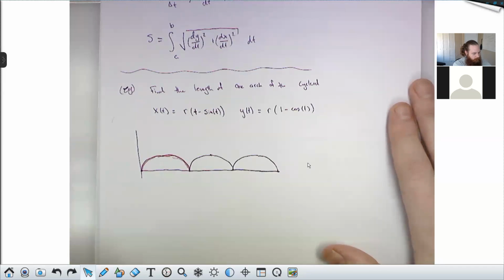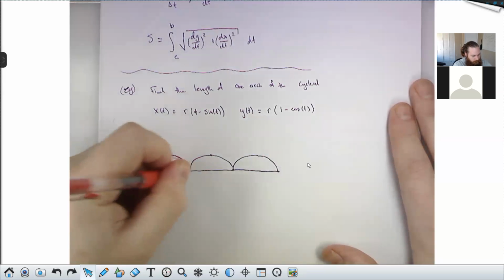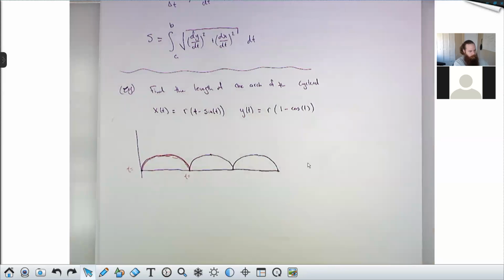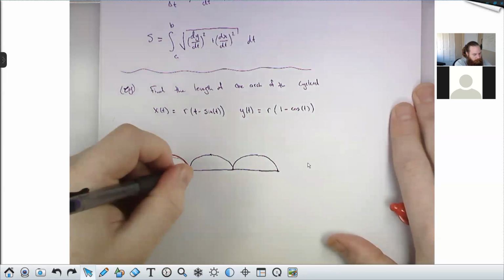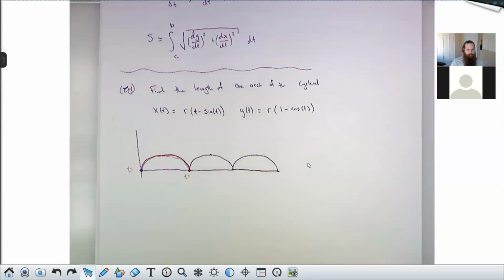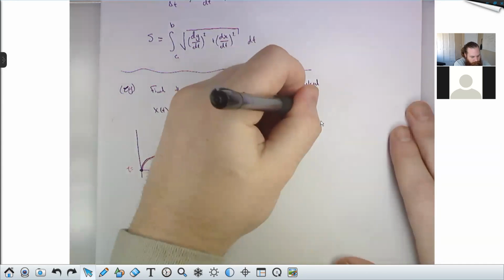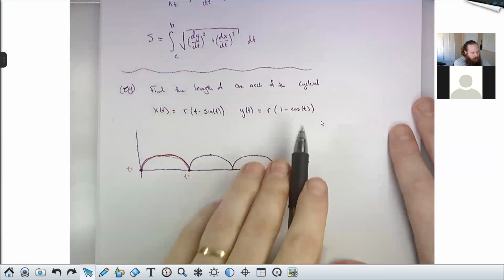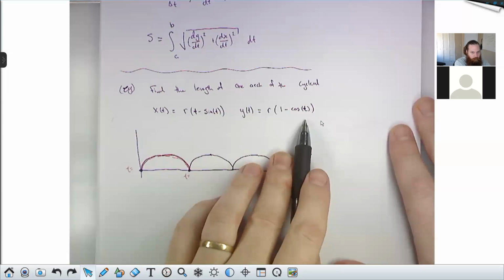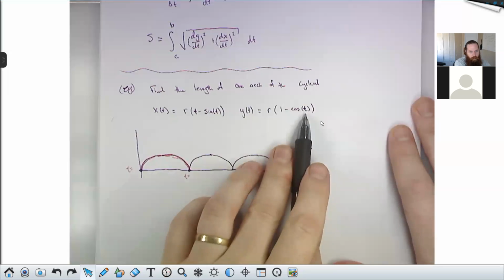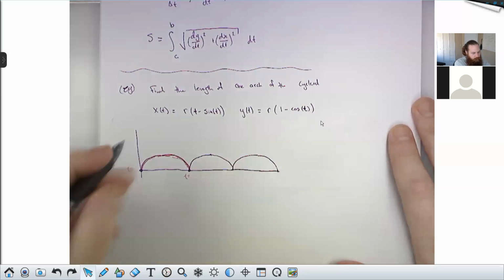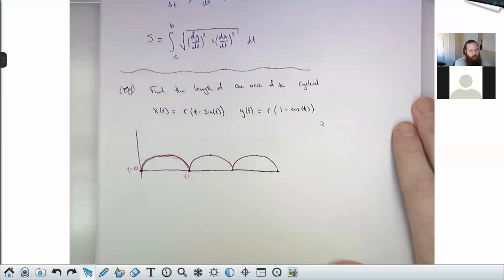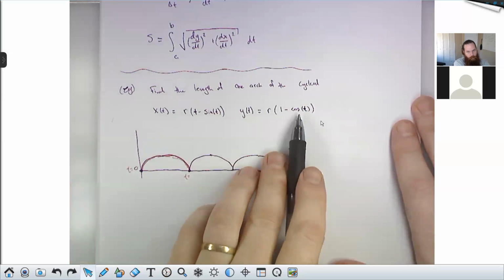So I need to know what t values are associated with the start and end point of the piece that I want to find the length of. That means I need to find the first two solutions to this thing equals 0, right? If you plug in t equals 0 in the y equation, you'll see right away the cosine of 0 is 1, so this is r times 1 minus 1, that's 0. So this first one is definitely t equals 0. When is the next time that cosine is equal to 1?